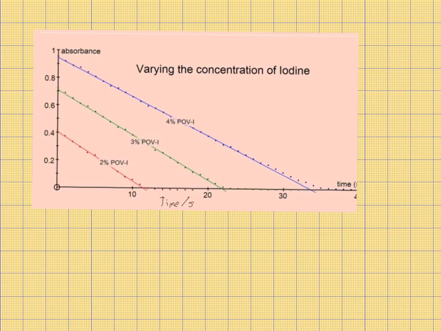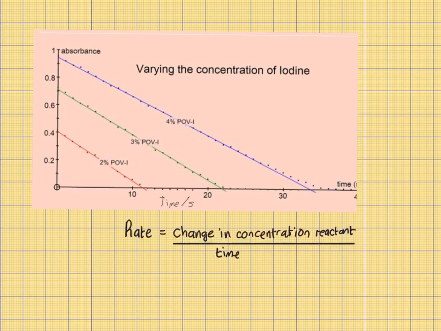Clearly, what can be seen is that we can now measure the rate of reaction, because rate is defined as, quite simply, the change in the concentration of the reactant or the product over time.